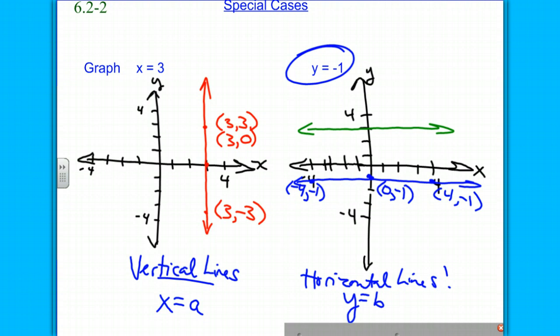Can anybody write that equation for us? Would all of the x's be the same, or would all of the y's be the same? All the y's. And what are all the y's there? So the equation is y equals 3. See, it really is kind of easy when you pause and think about it.